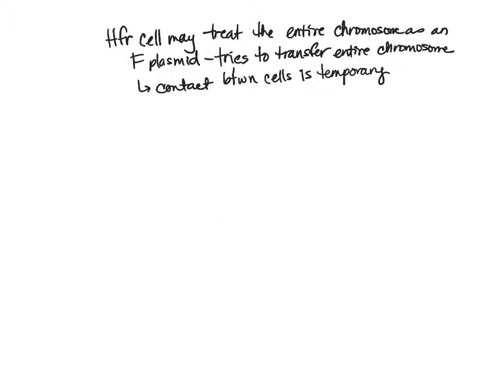So we can see where the F plasmid is integrated into a cell. Then we can take those Hfr cells and have them go through conjugation with an F minus cell, and then we can look at the cells that have been produced and see how close to that integration site different genes are. And so we can map out the bacterial genome utilizing conjugation.